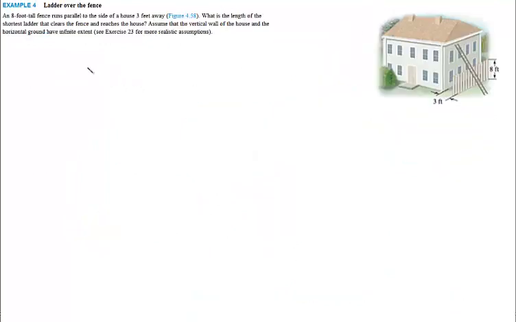Alright, for this next problem, I'm going to draw my own little triangle here. I've got this 3-foot spot where I've got this fence, and over here's my house. That's our house. And this height here is 8 foot. And I want the ladder distance to be a minimum. I want the shortest ladder.